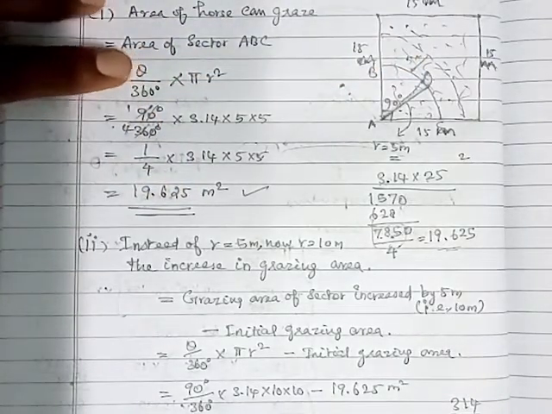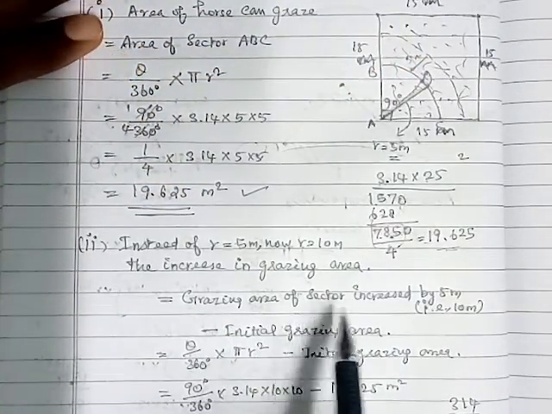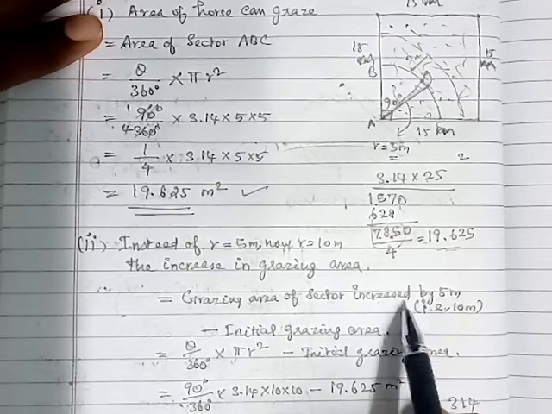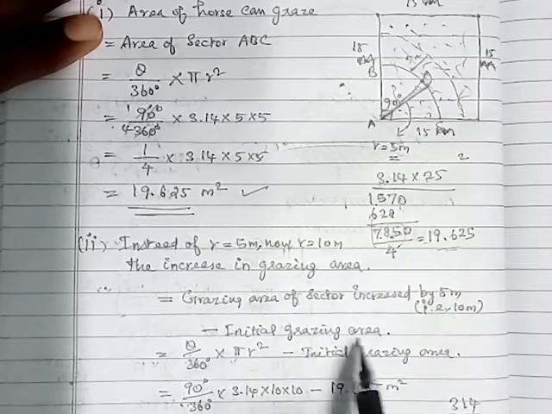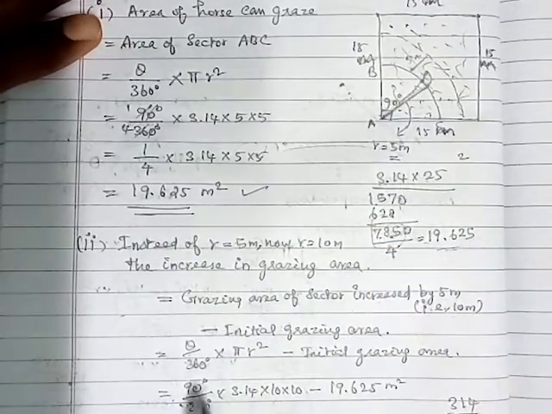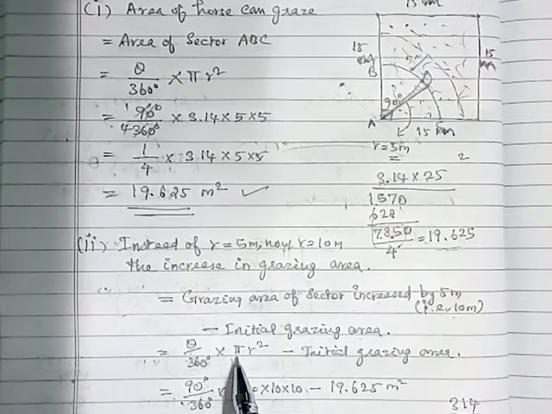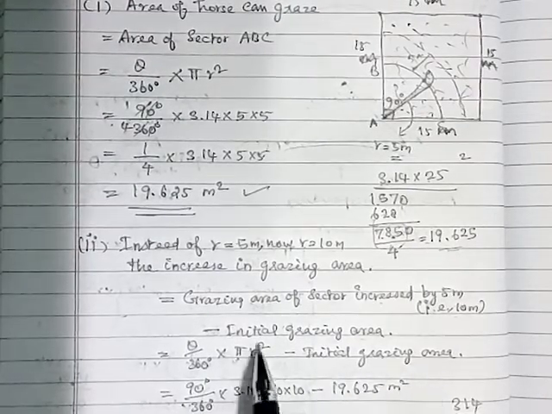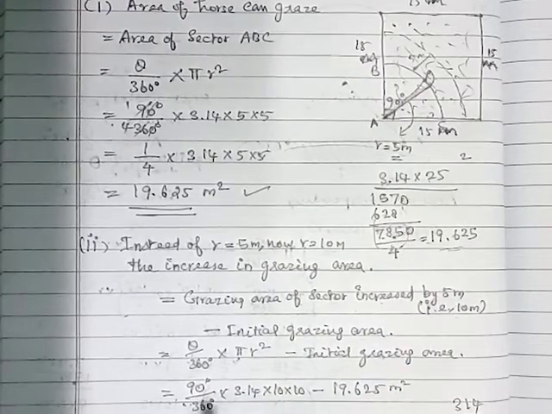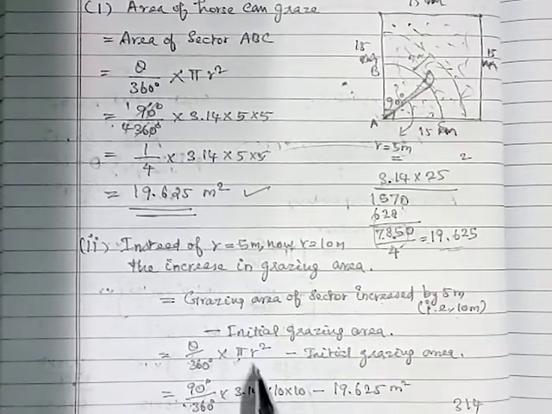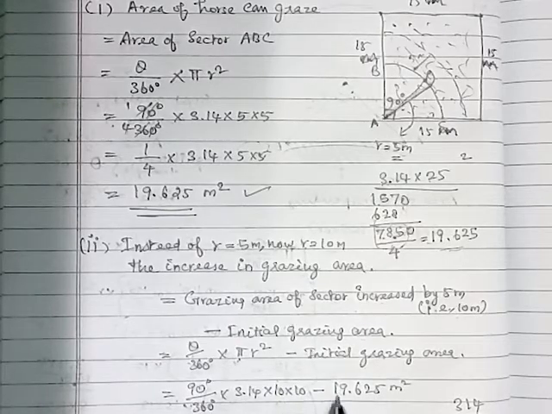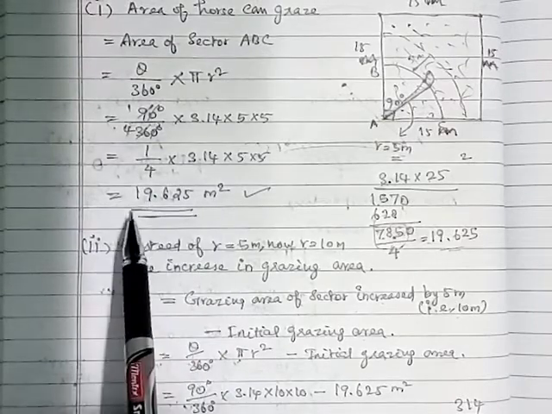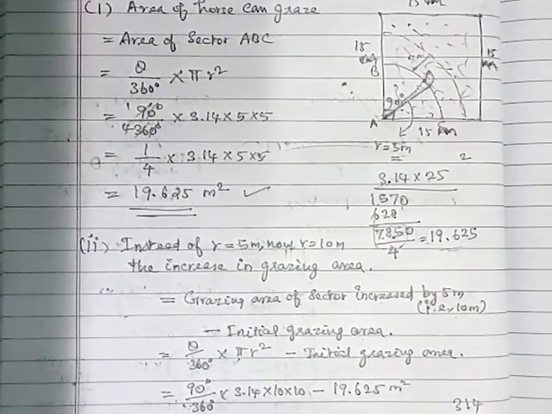Got the point? Okay. So grazing area of sector increased by 5 meter, that is grazing area of sector with radius 10 meter minus initial grazing area. This is the initial grazing area, right? So theta by 360 into pi r squared is the formula for area of sector minus initial grazing area. Now r is 10, right? So 90 by 360 into pi value is 3.14, r is 10, so 10 into 10 minus initial grazing area, already we got it, right? With 5 meter radius, that is the initial grazing area, 19.625.